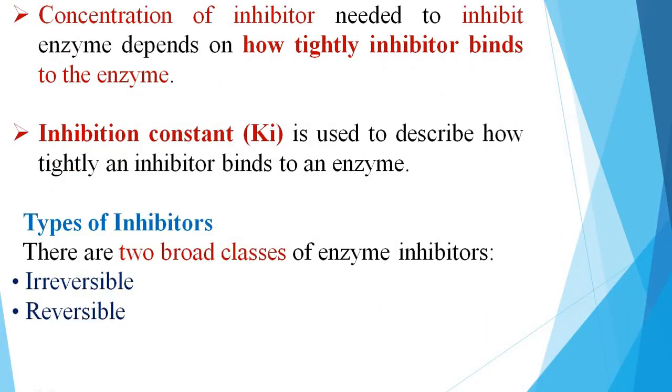The concentration of the inhibitor needed to inhibit the enzyme depends on how tightly the inhibitor binds to the enzyme. Inhibition constant Ki is used to describe how tightly an inhibitor binds to an enzyme. Now, the types of inhibitors. There are two broad classes of enzyme inhibitors. The first is the irreversible and the second is the reversible.